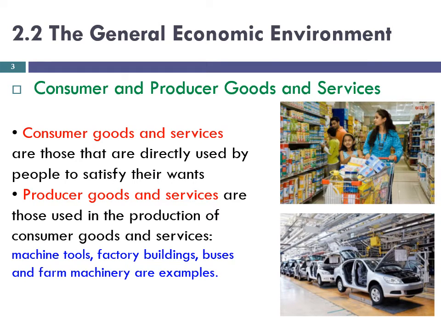First, we will talk about goods and services. Basically, we can divide goods and services into two classes. The first one is consumer goods and services. These are the products or services that are directly used by people to satisfy their wants. For example, all the food, the clothing, the cars that we are using, these are some examples of consumer goods. So all of us, in fact, are consumers.